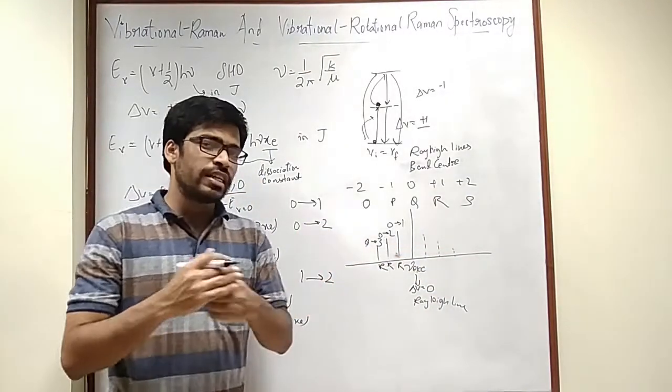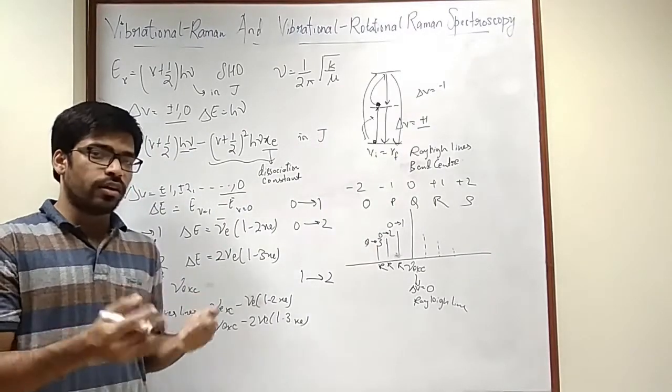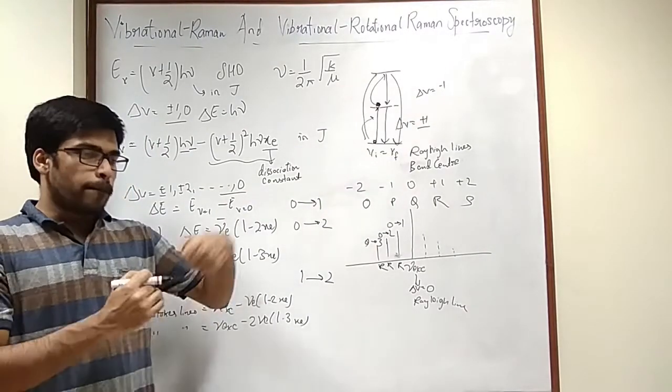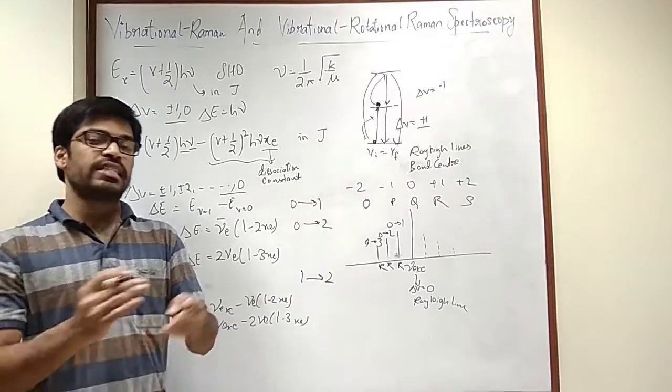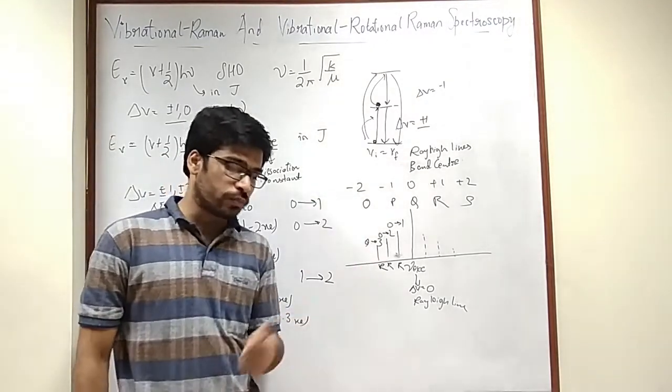This is what we had seen even in the case of pure vibrational spectra. Delta V equals -1 has really less intense peaks. That is the same thing that is going to happen here also.